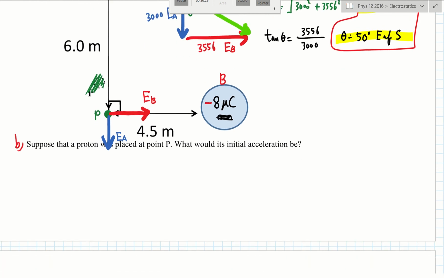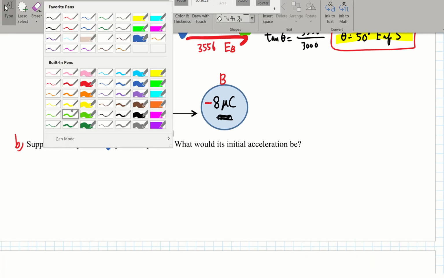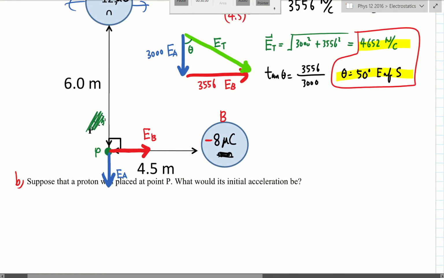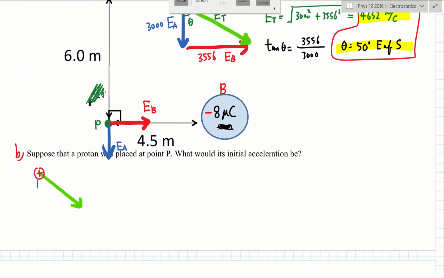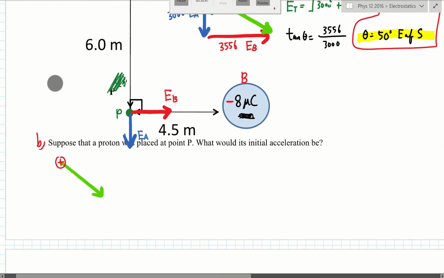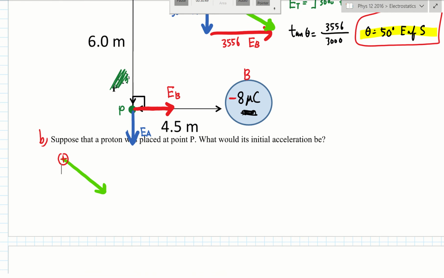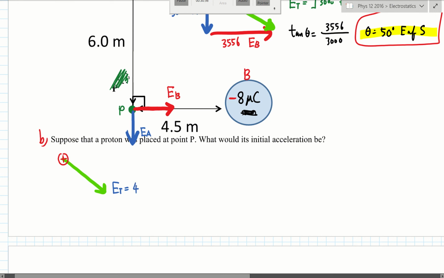Remember, the electric field is the direction of a positive charge movement if you have a positive charge in it, right? So at that point P, there is an electric field that goes this way, which we have determined from part A. So if there's a proton over here and it is getting pushed by this electric field, then there will also be an electric force going that way, right? There will also be an electric force. So this total electric field is 4,652 Newton per Coulomb.